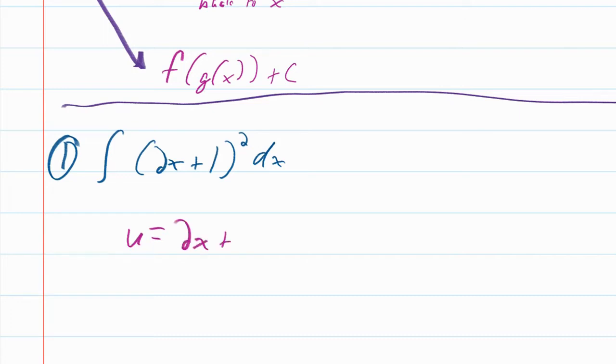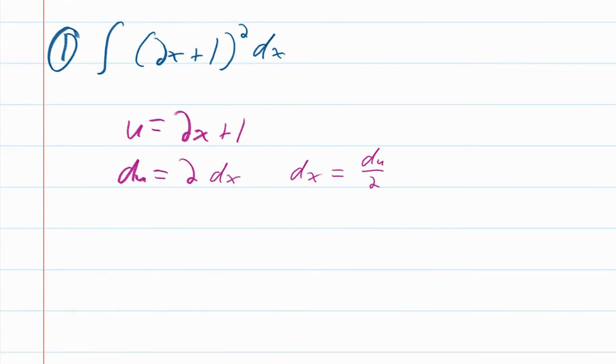u is equal to 2x plus 1. And then I'm going to take a derivative. du is, the derivative is 2, but I'm going to put a dx. And then I'm going to, off to the right, solve this for dx. So I get dx is equal to du over 2. Now I get the original, and I'm going to rewrite everything in terms of u. So this was u squared, and I said dx was equal to du over 2.